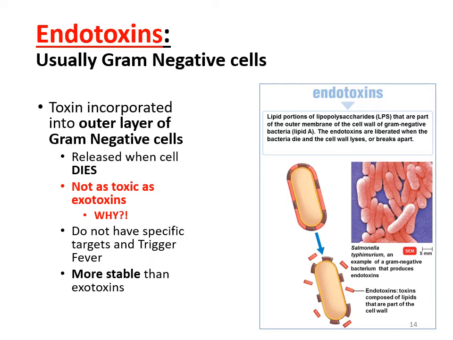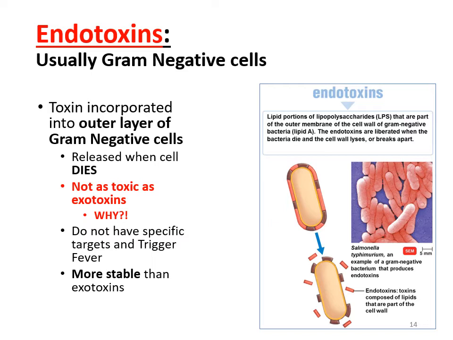This means that they're not as toxic as exotoxins, because think of it. What's more dangerous? A serial killer, or someone who commits suicide when they commit the murder? Well, the suicide killer can only kill whoever they killed at that moment. They can't kill anymore once they're dead. Whereas a serial killer, which is the exotoxins, is still alive. They can keep killing, keep releasing toxins. So endotoxins are not as toxic because they're basically a suicide death.